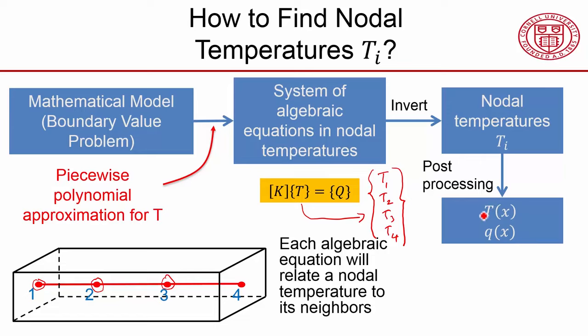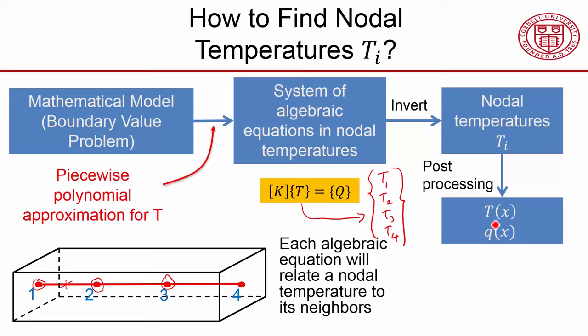So if I want to know the temperature at any arbitrary point, right, if I want to know the temperature here, I can just use my interpolation to find that. So this I'll do by interpolation, and then I can differentiate my interpolation to get the heat flux, that is the heat flow per unit area.